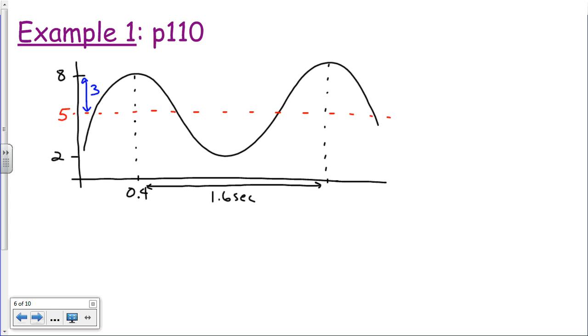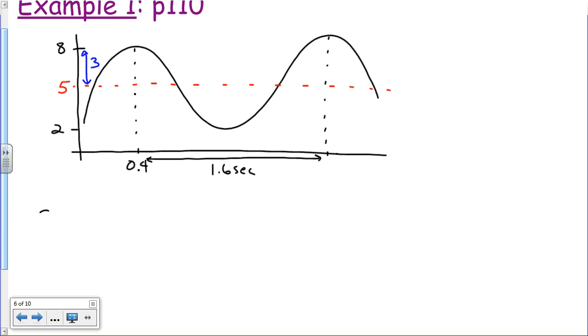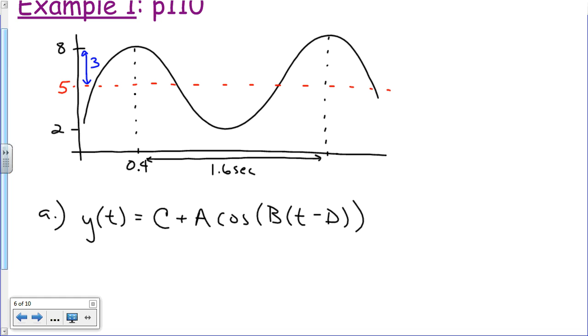The phase displacement I've already got marked. That's the 0.4. And the period I have is 1.6, and I can use that to come up with my value for b. All right, so those are the pieces that I need in order to come up with my equation. They said that y is a function of t, so I'm going to write it as y of t, using function notation. I'll write the general equation again, and then we'll fill in the details. It's c plus a times the cosine of b times t minus d. They said to use t here.